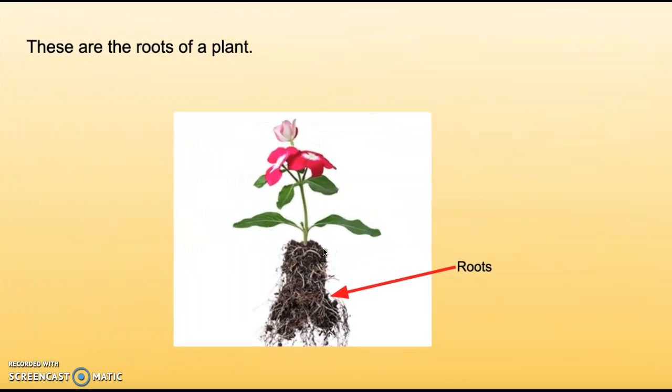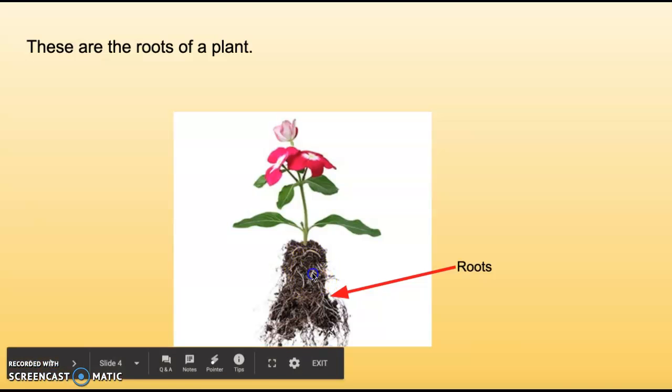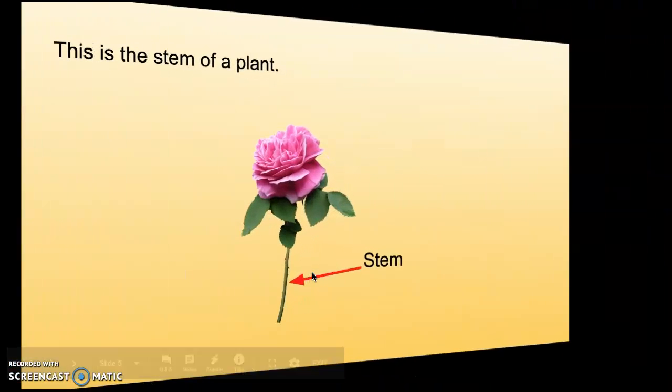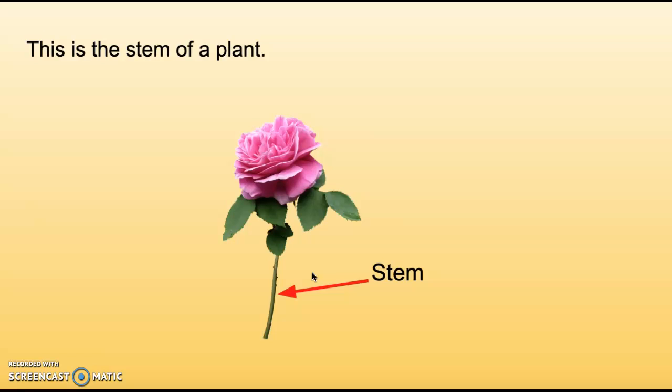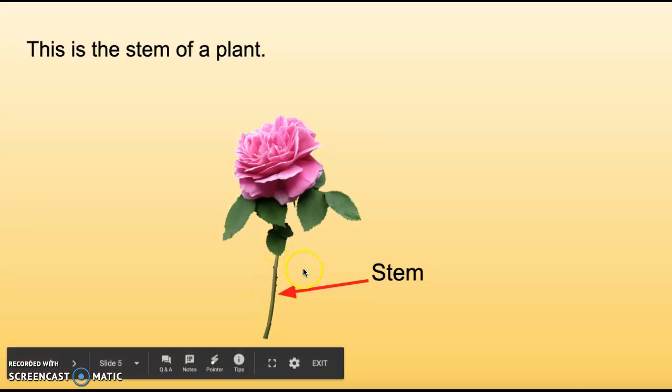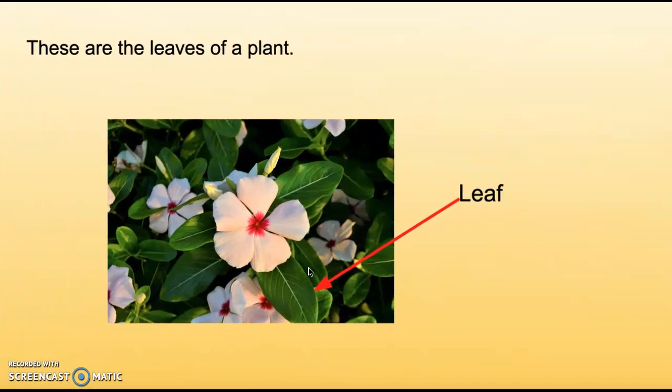These are the roots of a plant. The roots suck the water and nutrients up to the plant. Here we see the roots of this plant. This is the stem of a plant. The stem helps support the leaves. Here is the stem. These are the leaves of a plant. The leaves make food for the plant. Here we see the leaves of this plant.